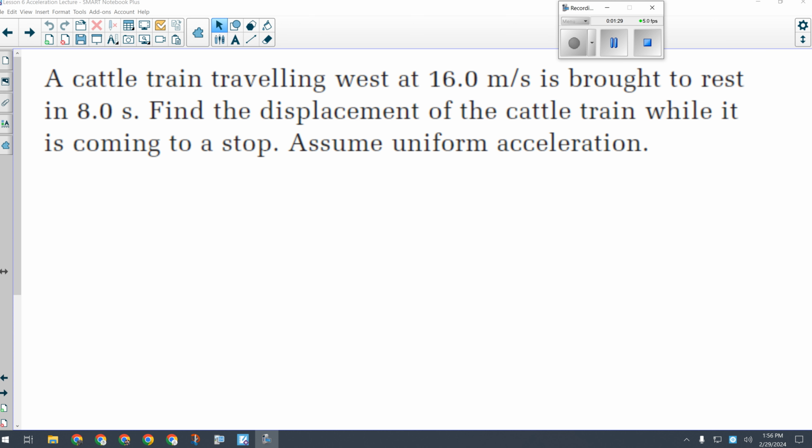I want you guys to copy down this example here. We're going to be looking at the next acceleration formula on the list there. So for this example, we have a cattle train that is traveling west at 16 meters per second. What does it seem like they might have given me there?